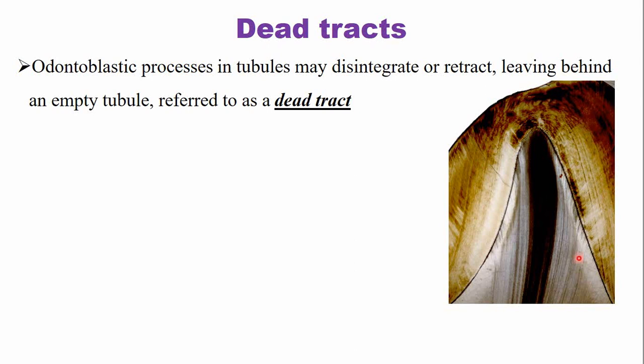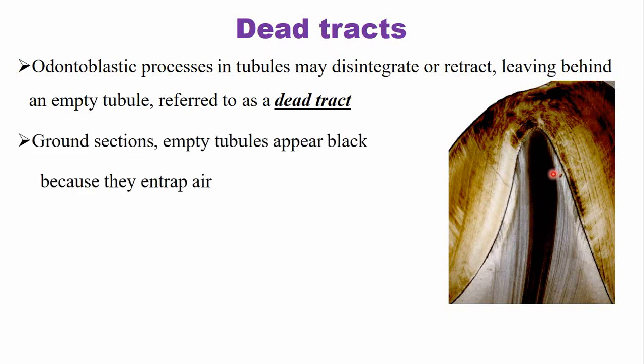This is a ground section of a tooth. This is enamel, this is dentin. You can see the dentinal tubules, and here you can see the appearance of the dentin. These are called dead tracts because of the disintegration or death of the odontoblast. The dentinal tubules become empty, they do not have any odontoblast process. So the tubules are now filled with air, and the other end is occluded with dentin.